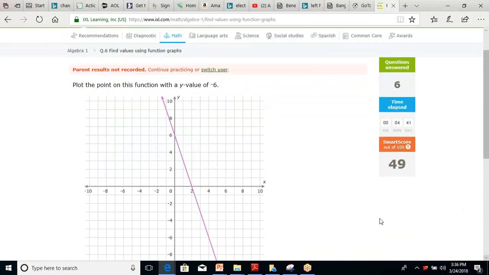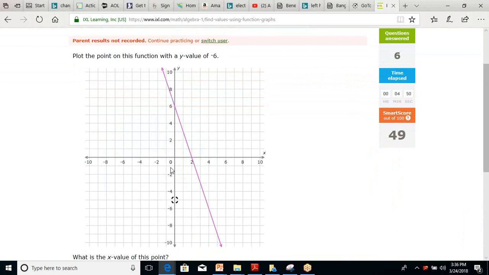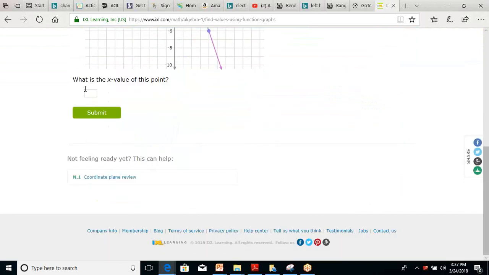All right, let's look at this one. Plot the point on this function with a y value of -6. So y value of -6, you come below. This is the y-axis, x-axis, and then the graph is right there. So you come across, where -6 intersects the graph, and you intersect the graph at x of 4. So the x value is 4.